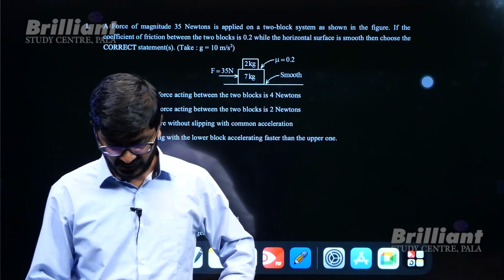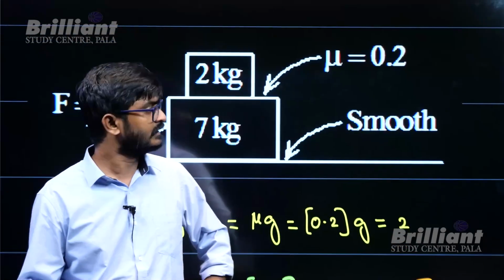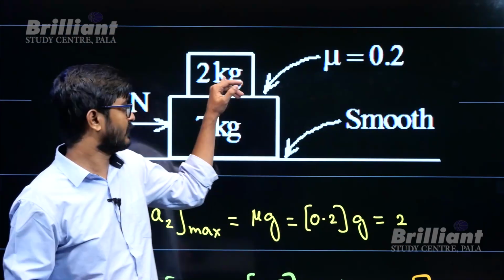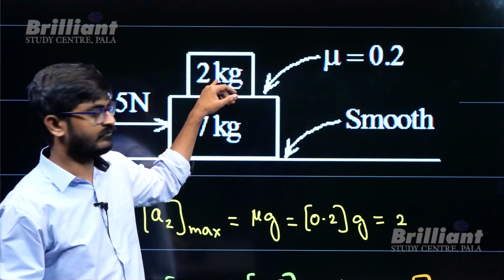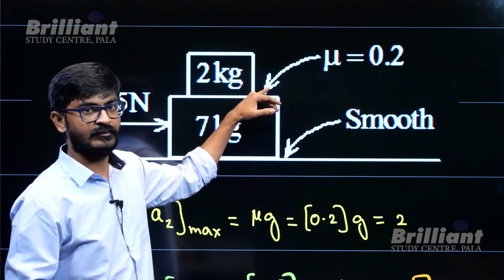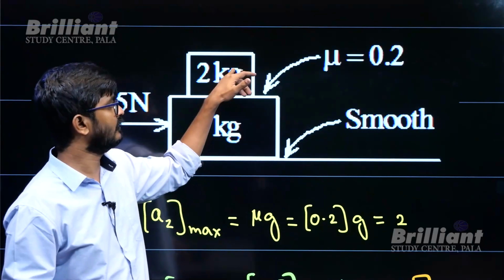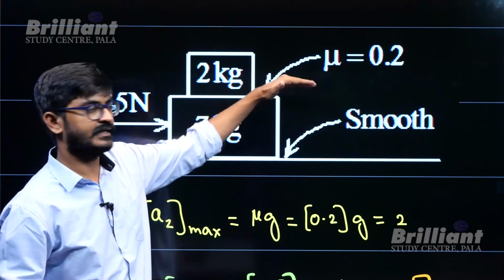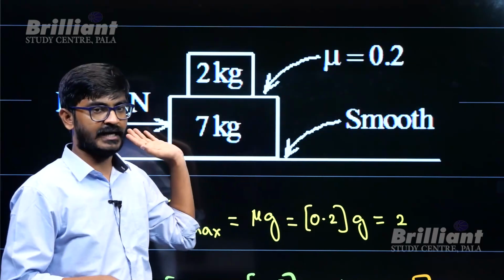So in all these kind of questions, the better option is to look at this 2 kg block, the block where we are not applying force. When we apply force, what will happen? Friction is not there, there will be relative motion. So if friction appears, on the 2 kg block it will be in the forward direction, and on the 7 kg block it will be in the backward direction.